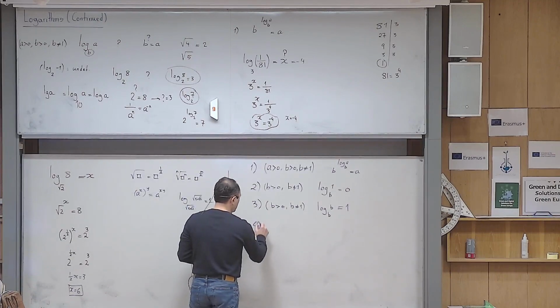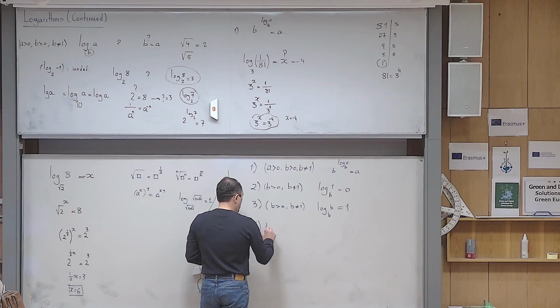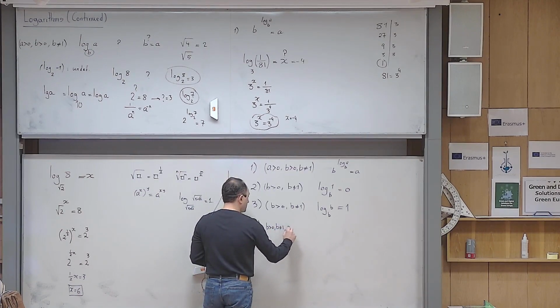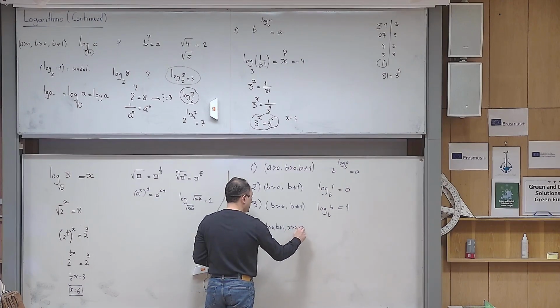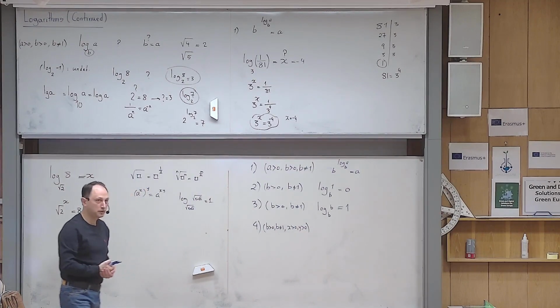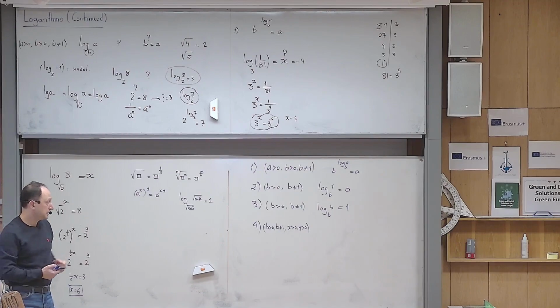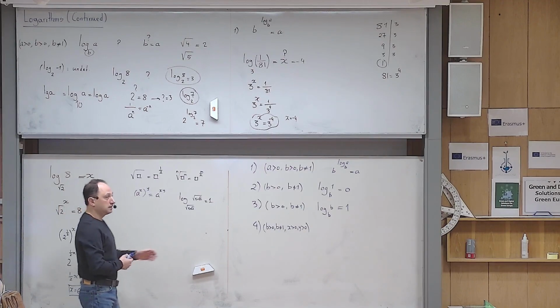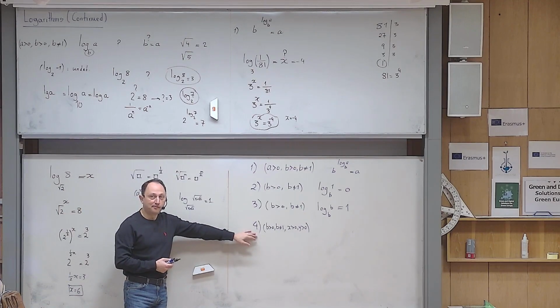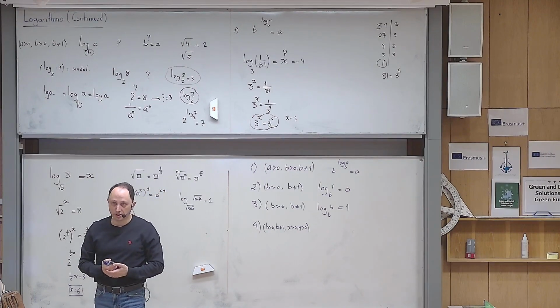Number 4. So let me write some parts of it at least. If B is positive and B is not equal to 1, and X is positive and Y is positive, we had a formula. Do you remember what it was? It's a very important formula in logarithms. So, any ideas? Okay. The logarithm changes multiplication to addition.